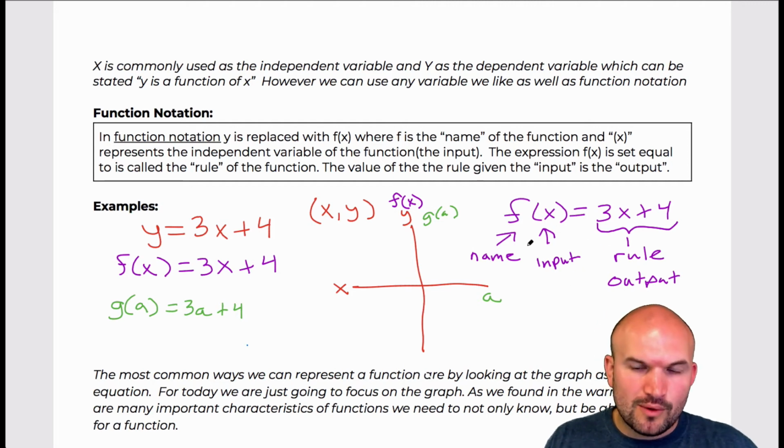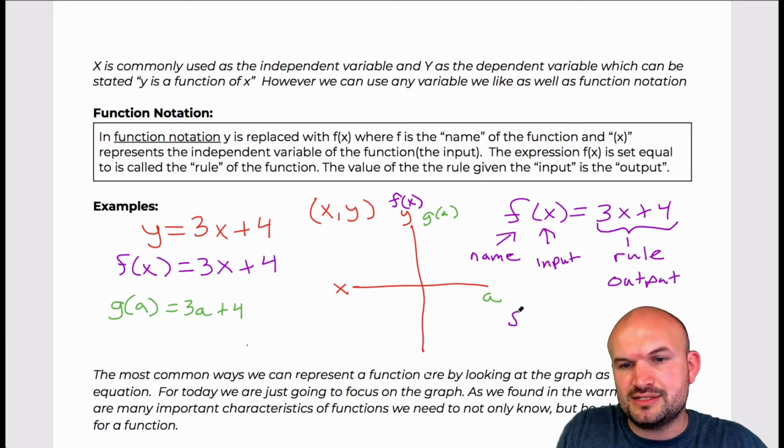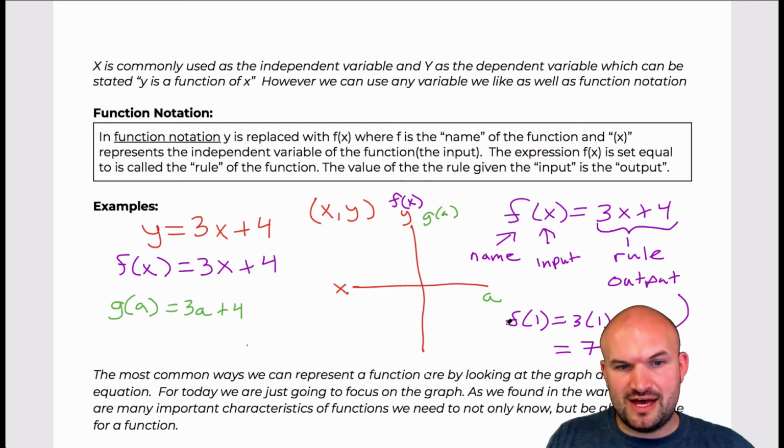Whenever we want to find an output for a given input, for instance, if I want to say f of 1, then we plug in the 1 for the x. So 3 times 1 plus 4, and therefore that equals 7. So that is your output value, okay?